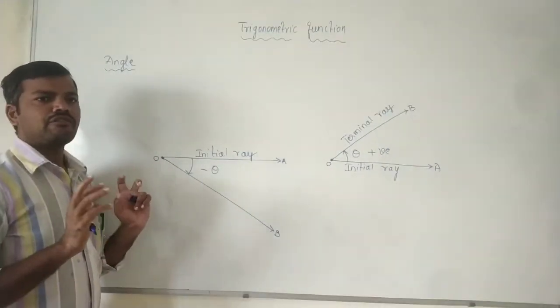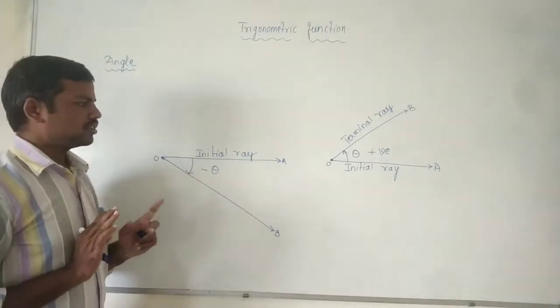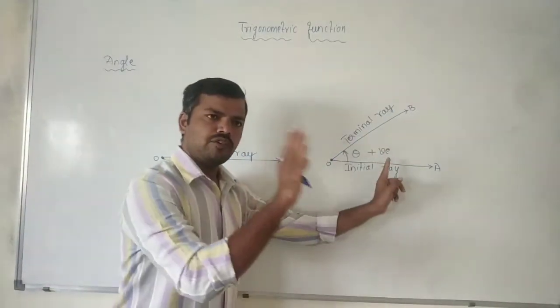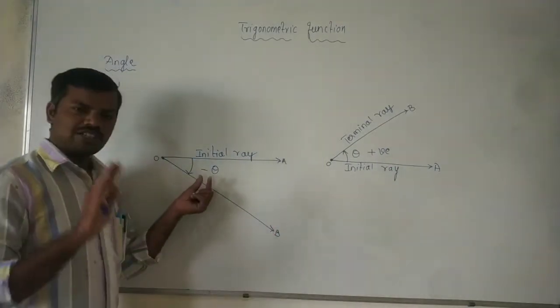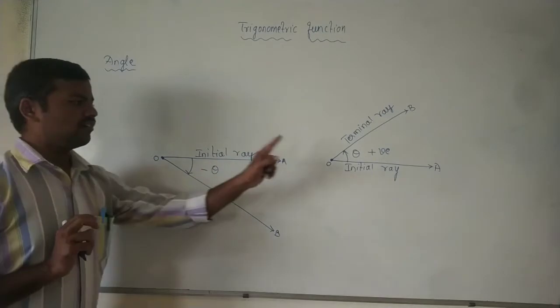So this is the difference between the angles. So there are two types of rotation. One we measure positive if it is anti-clockwise, and we measure negative if it is clockwise direction. So this we have already known.